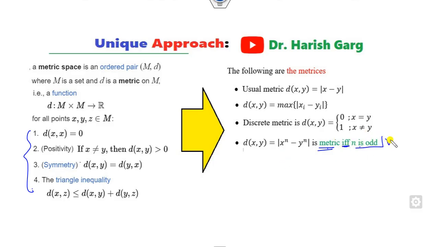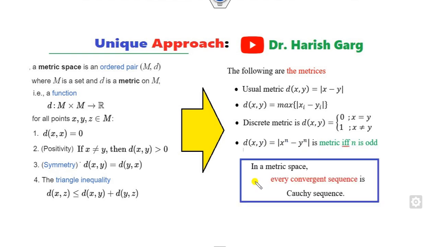And this concept is very important for solving the MCQ questions in the GATE or CSIR NET examination. Remember, whenever n is odd, this is always a metric. However, whenever n is even, like x squared minus y squared, then this d is not a metric. Fine. Now, if you have proved that this is a metric, then every convergent sequence is also a Cauchy sequence.